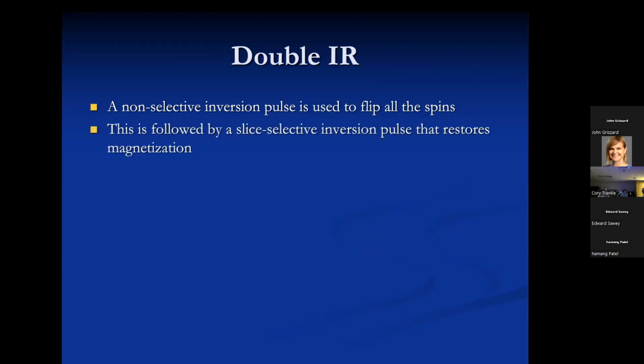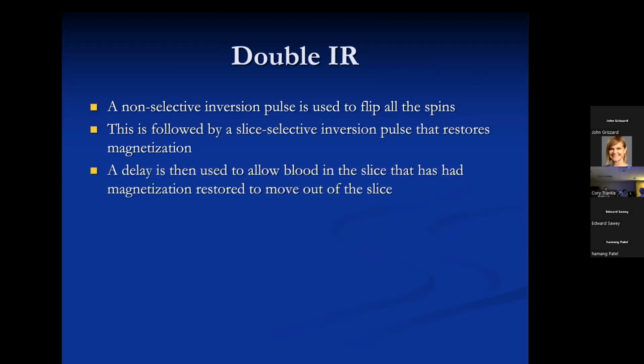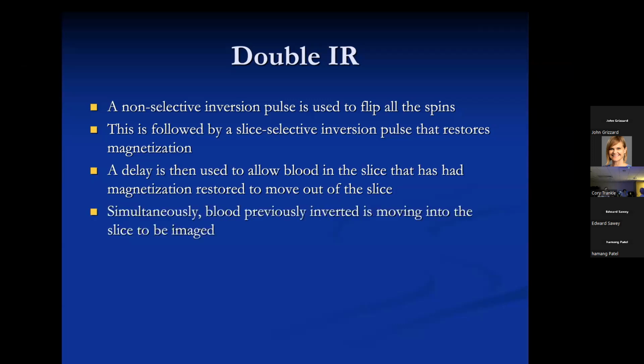Then you revert the slice area that you want, the single area that you want to have signal, you give a second inversion pulse that basically restores the magnetization back to baseline, really. And then you can run your sequence. But first, you put in a little bit of a delay. What happens in that delay is the blood in the slice that's had magnetization restored can move out of the slice, and blood that moves into the slice will be inverted and will gradually reach what we term as the null point. The inverted blood moving in is going to lose signal as it reaches the null point.